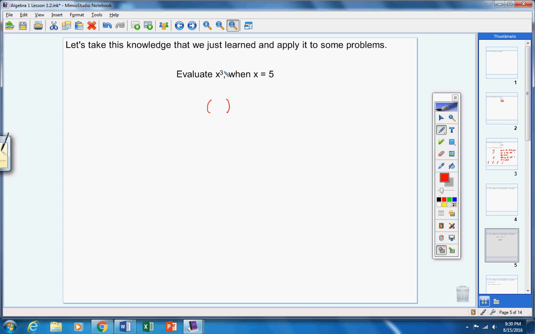So where the x is, I put a parentheses. Now notice I don't put a 3 inside the parentheses, okay? I'm just putting parentheses where the x is. The 3 would go on the outside. And then where the x is, I'm going to put a 5. Got it? It's really important you get into the habit of doing that. So I have 5 to the third power, or 5 cubed, which means 5 times 5 times 5, which is 125. If I went too fast, back it up and watch it again, okay? Next problem.